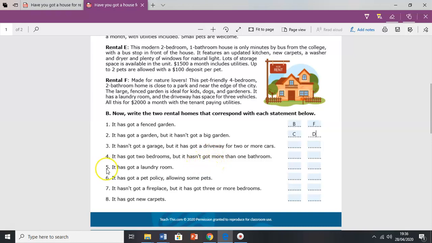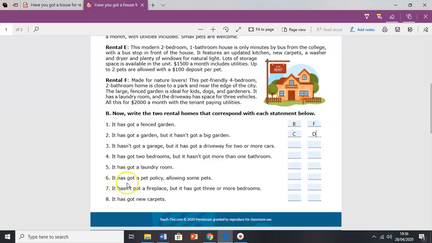Okay, number 5, it's got a laundry room. Okay, maybe the important word here is laundry. What does laundry mean? So it has a space, a room where you can wash your clothes, or it has a room with a washing machine and a dryer, maybe an ironing board. So we know that's what laundry means. We predict that in our heads.